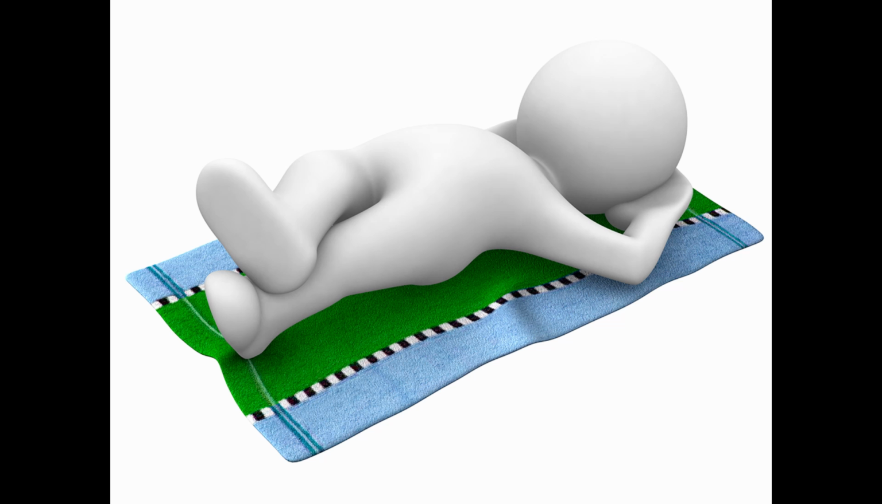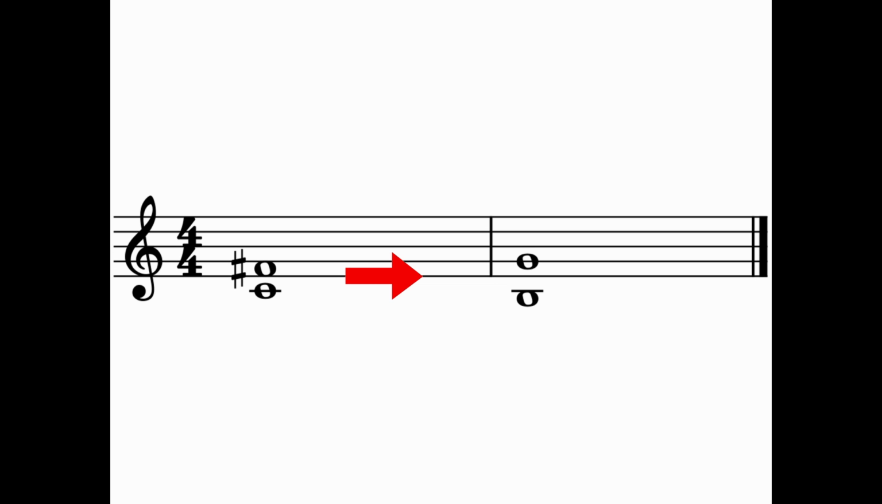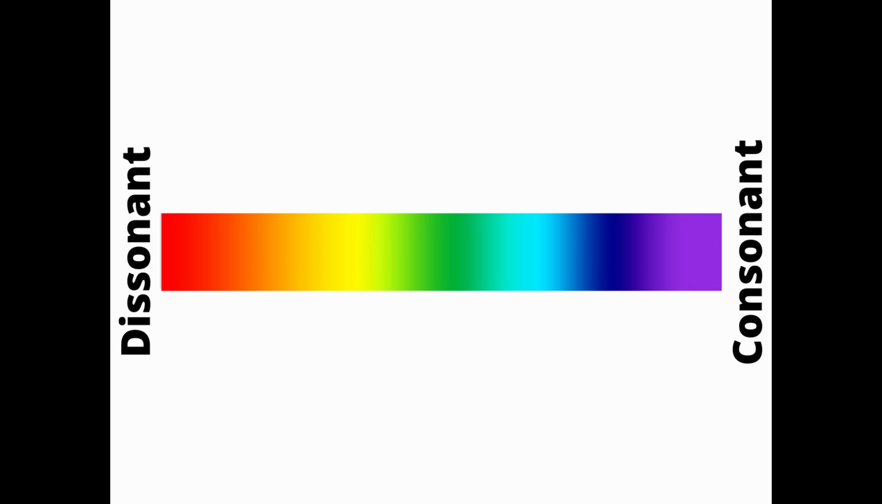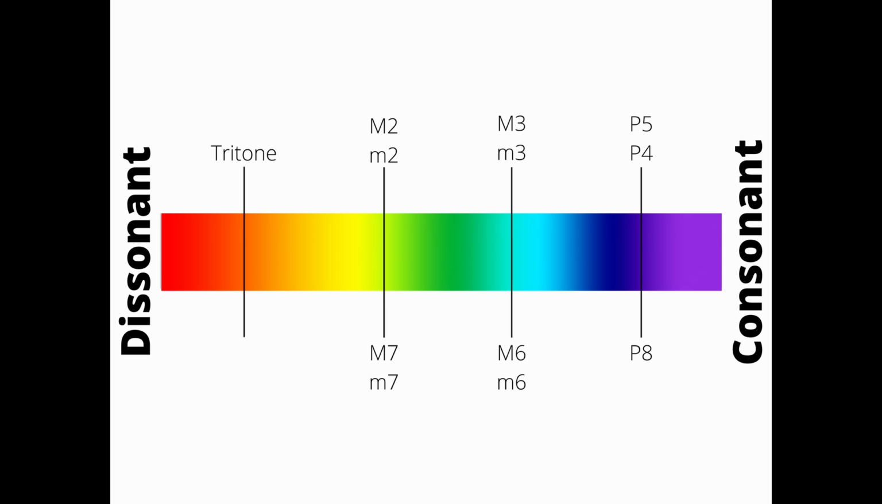Dissonant intervals are very tense and feel like they need to resolve. Resolution is moving from something that is dissonant to something consonant. One of the most dissonant intervals is the tritone, which really needs to resolve somewhere, like this. Dissonance and consonance is more of a spectrum than a hard line, with some intervals being very consonant, some very dissonant, and the rest falling somewhere in between.